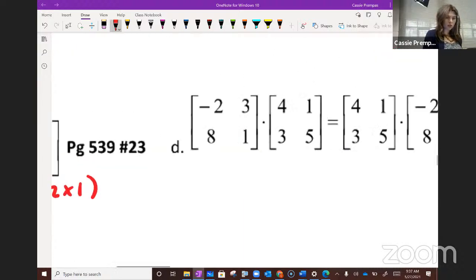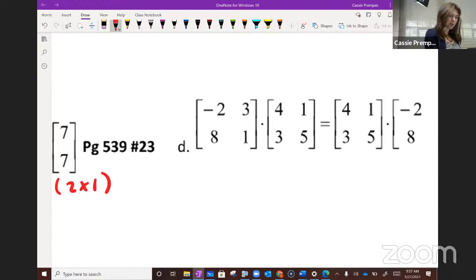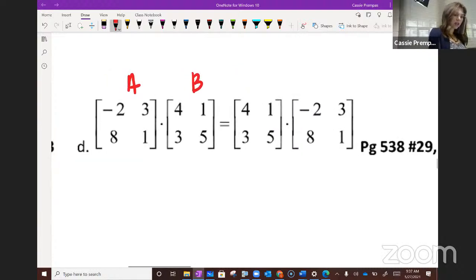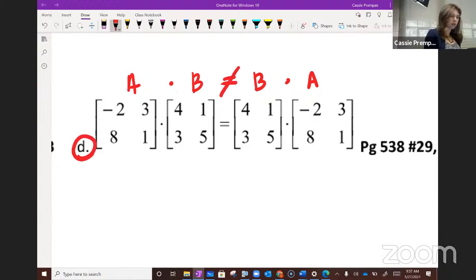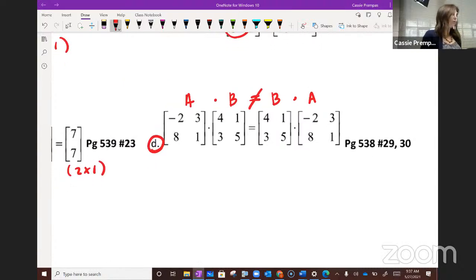Letter D, you have the first matrix, we could call it A, second matrix we could call B. Is that equivalent to B times A? No, matrix multiplication is not commutative. You could check this on your calculator, but you cannot reverse the order. So letter D, no, we cannot switch the order of the matrices. So you don't even have to check. It won't be correct. Yeah.